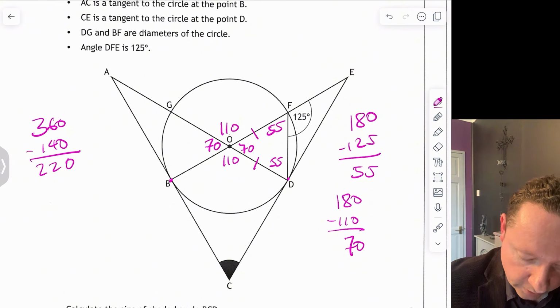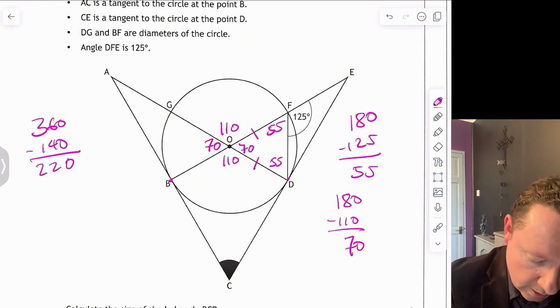Let's just double check they are the same, and we can do that by doing this. Next rule, tangent meets a radius at right angles. So let's point all right angles in. There's 1, there's 1.